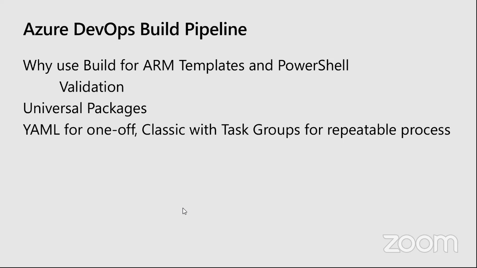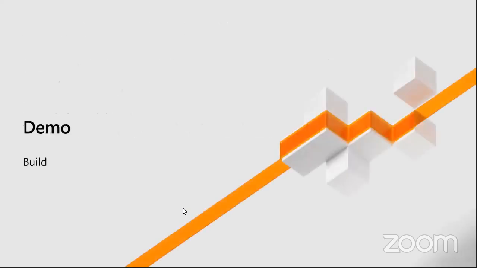Then I also use the universal packages for the PowerShell and things like that. And again, YAML, my kind of rule of thumb on YAML is one-off. With YAML, anything that might be a repeatable process that I need to do is classic with task groups. But I probably will revise that a little bit, and I'll go look at those templates for YAML. So let's go out and have a look at my build.